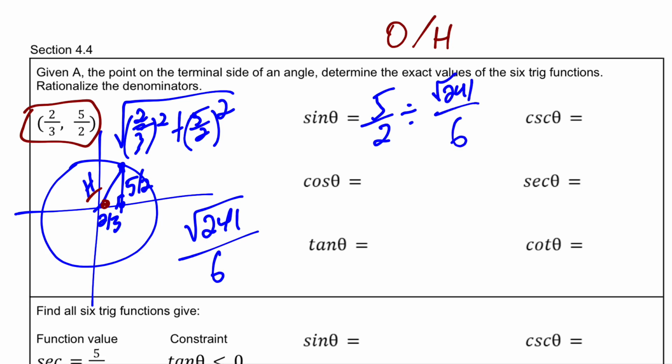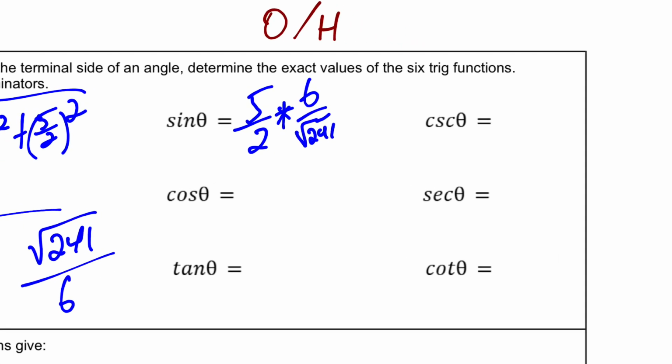So if we want to consider that sine is opposite over hypotenuse, it would technically be 5/2 divided by root 241 over 6. It's very difficult to divide fractions. I think it's better to flip it and multiply. So we can do that like this. And then we have 5 times 6 is 30, divided by 2 is 15 over root 241, and we have to rationalize the denominator here. So we have 15 root 241 all over 241.